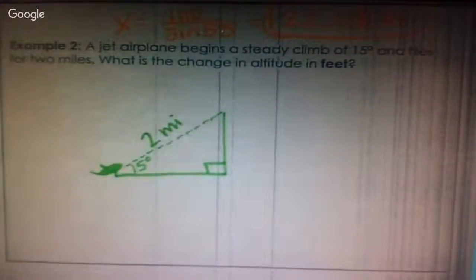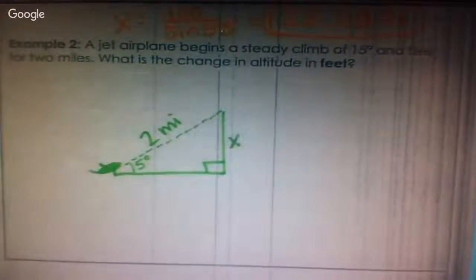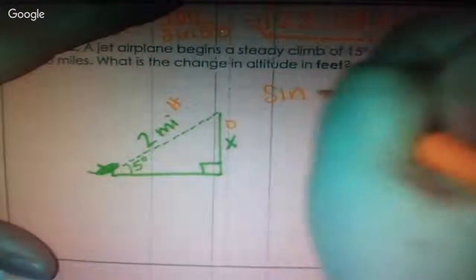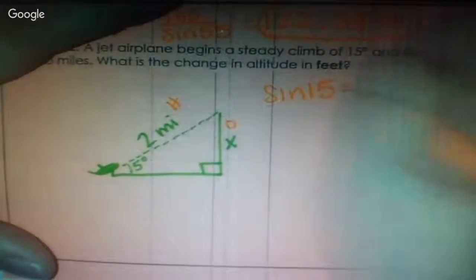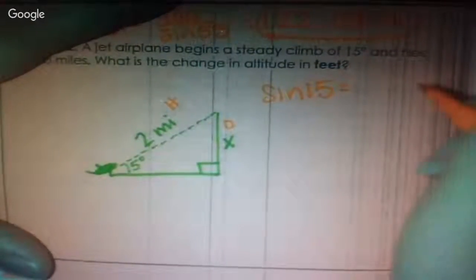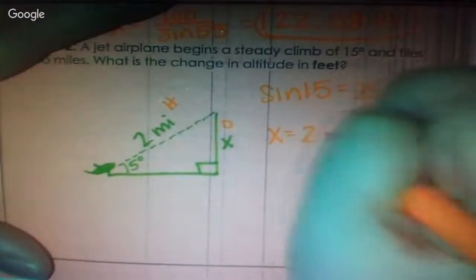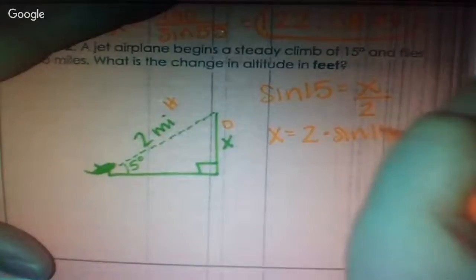They want to know, what is the change in altitude? That's your height. Altitude means height. So I'm actually trying to find this. So let's label our sides. You've got a hypotenuse and an opposite. We're back to sine of 15 this time, so we multiply. x over 2, so we multiply. x equals 2 times the sine of 15.